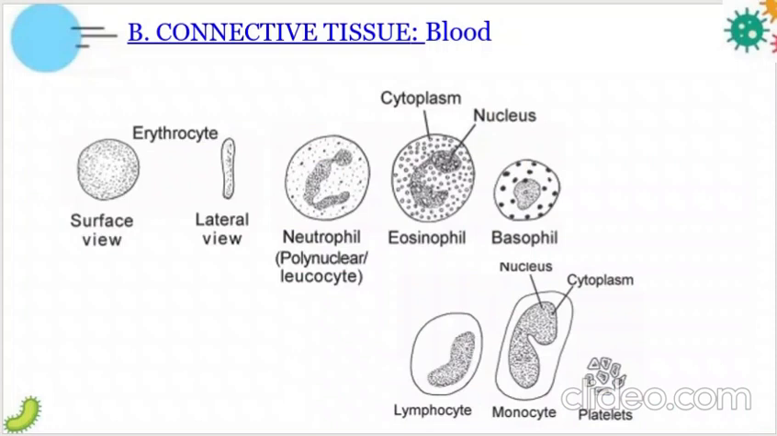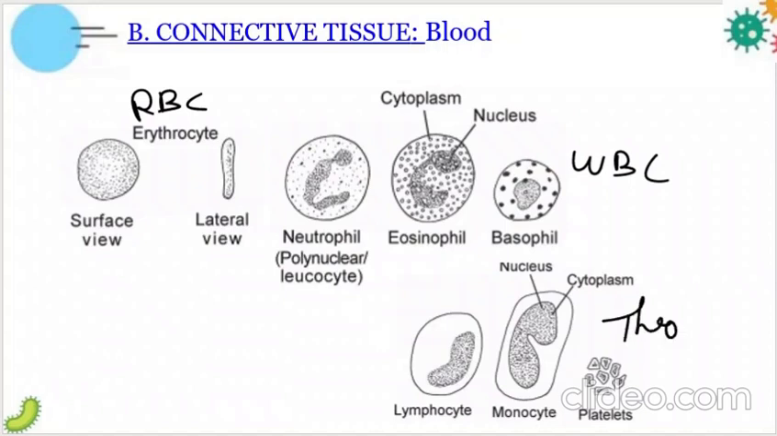So here if you see erythrocytes, the red blood cells. Then we have neutrophil, eosinophil, basophils. Correct? They are part of WBCs, leukocytes. Next we have lymphocyte, monocyte, and platelets, part of thrombocyte. Thrombocyte is the platelets. Correct? That is the part of blood.